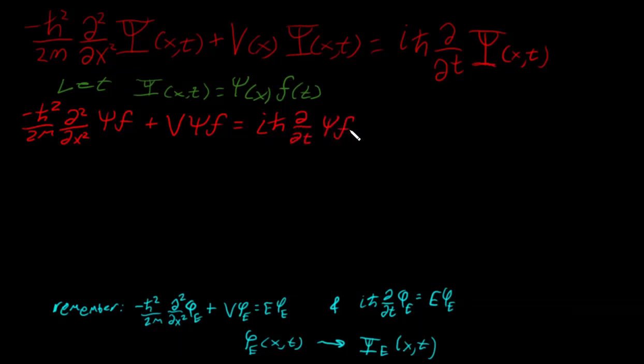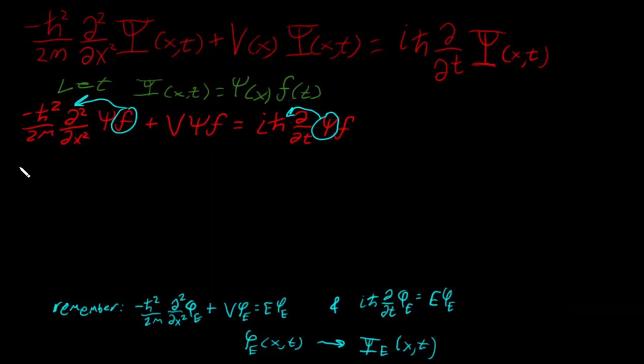of psi times f. Right? Well, now we know how partial derivatives work. If I have a function of x times a function of time, time is considered just a constant when we're taking a partial derivative with respect to x, and we can take constants out of the derivative. Same thing when we're taking a partial derivative with respect to time: x is treated as a constant, so we can take that constant out. So this f is a constant with respect to x, and this psi is a constant with respect to t, so we can take them outside of the derivative.